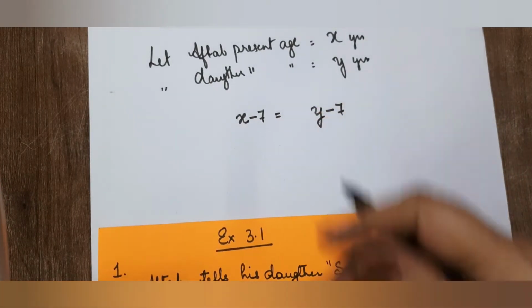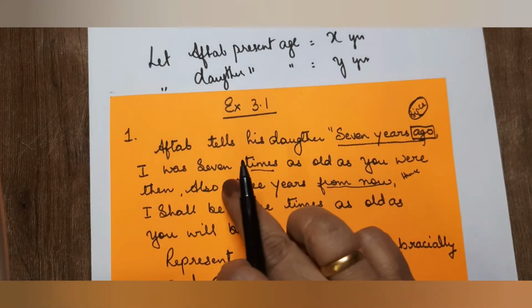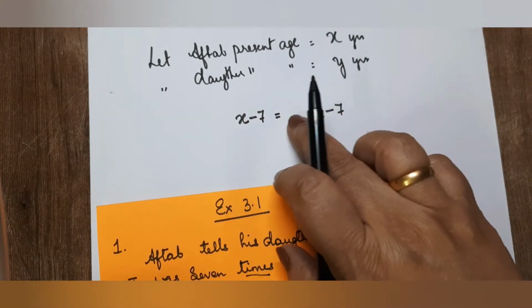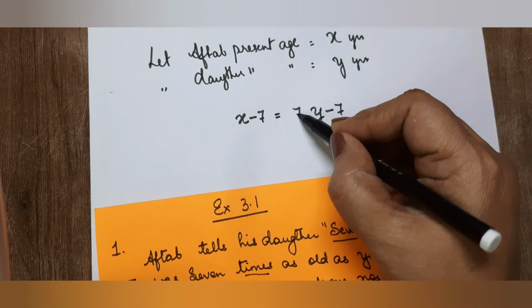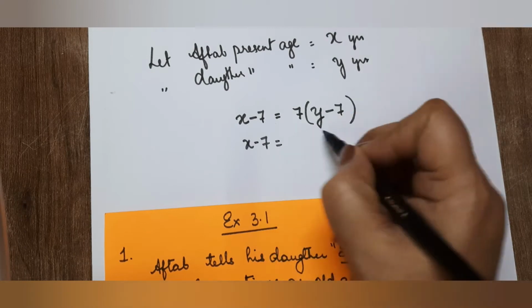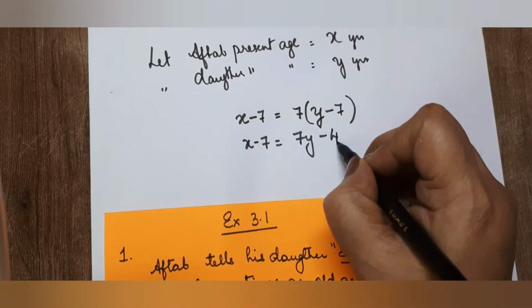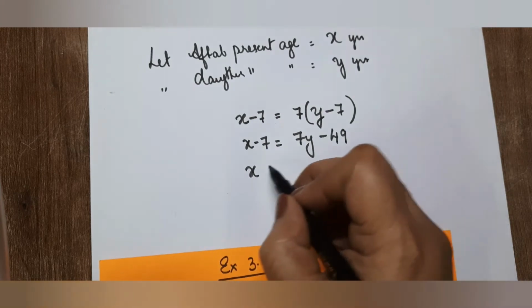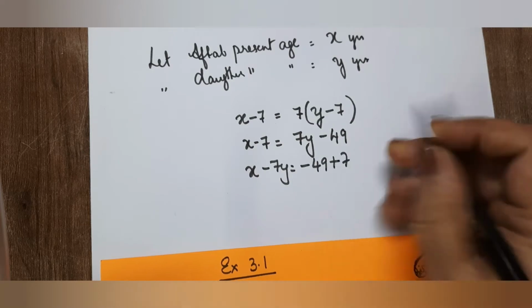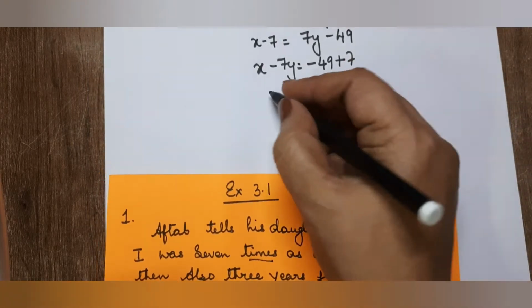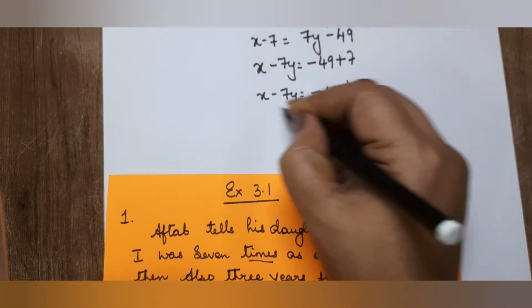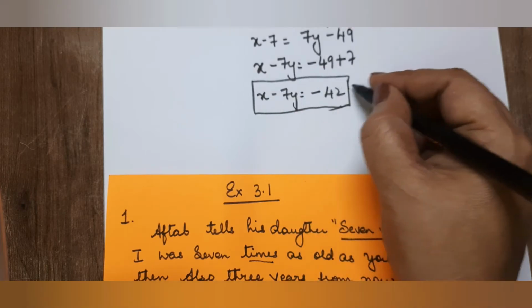But Aftab says, when you read the statement, I was 7 times as old as you. So Aftab was, is equal to sign. 7 times will be multiplication. So we have to take, this will be our first equation: x minus 7 equals 7y minus 49. So x minus 7y equals minus 49 plus 7, x minus 7y is equal to minus 42. This will be our first equation.